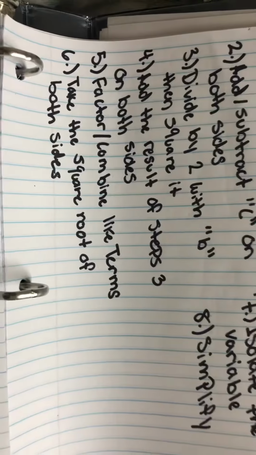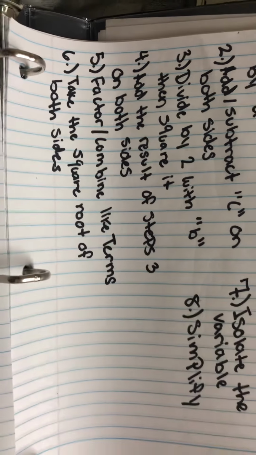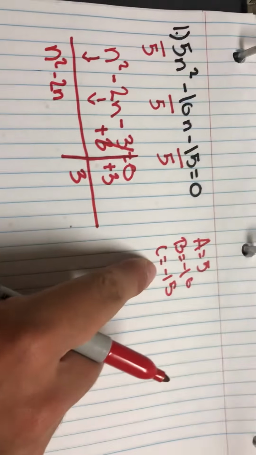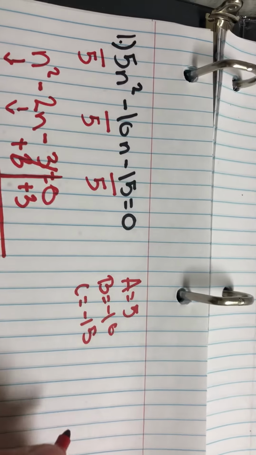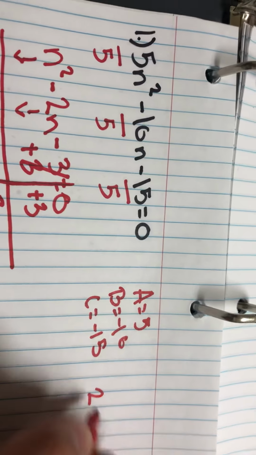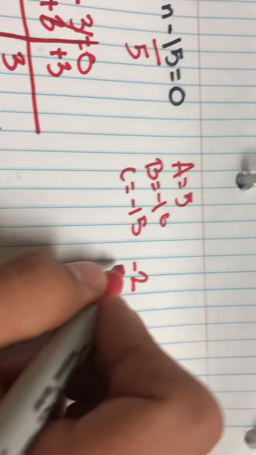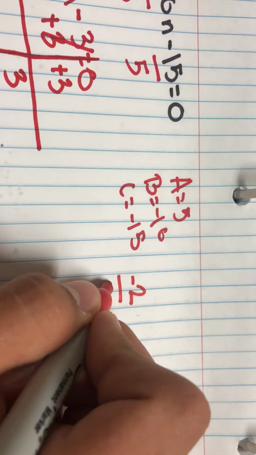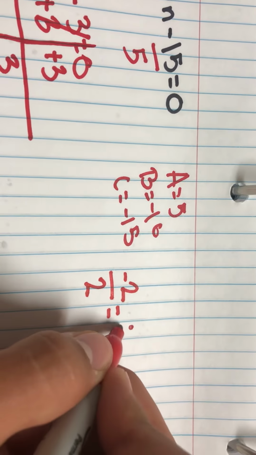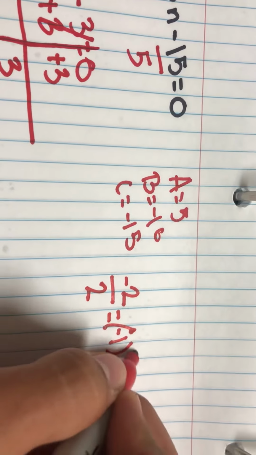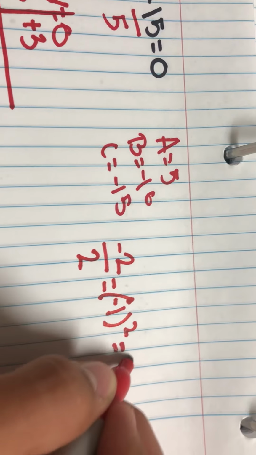So now we're going to want to divide b by 2, then square it. So our b is -2. We're going to divide by 2, which will give us -1. And we're going to want to square that. So -1 times -1 will give us 1.